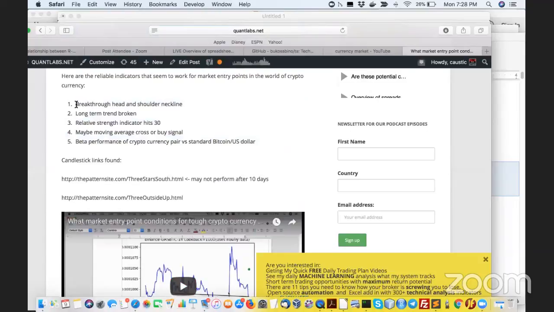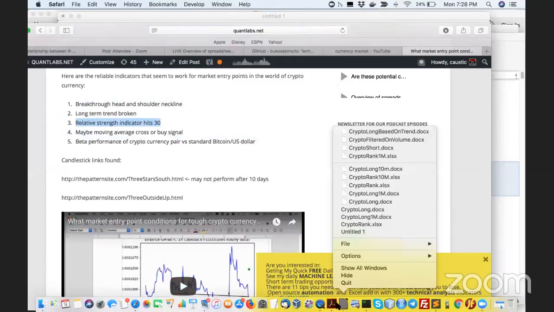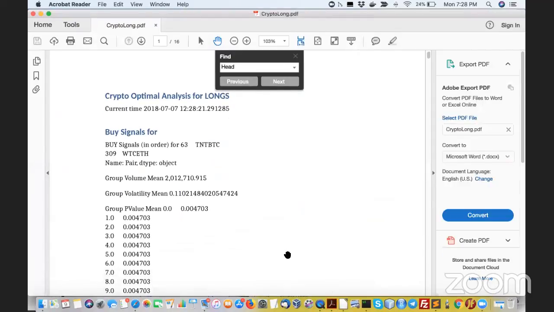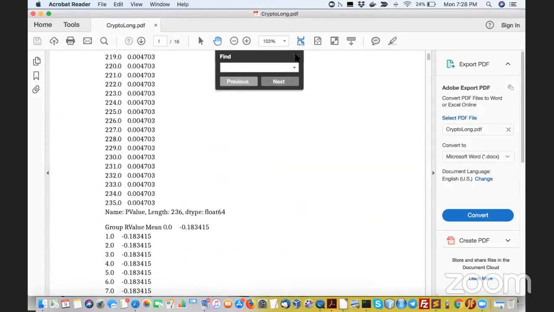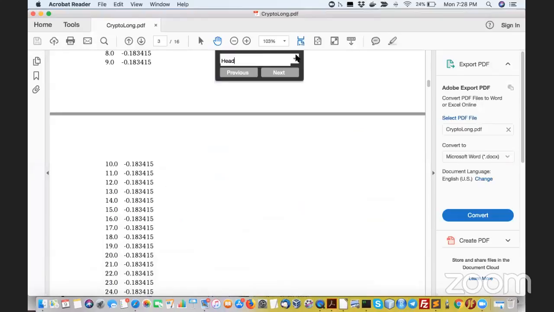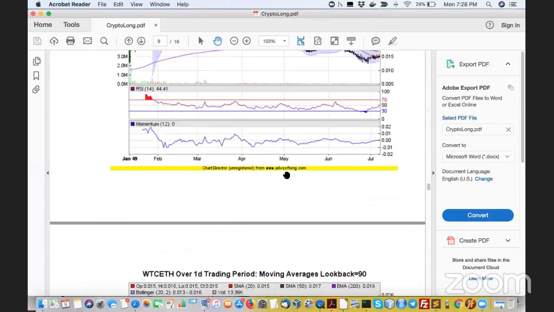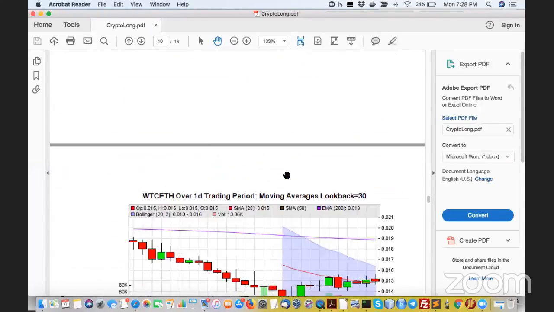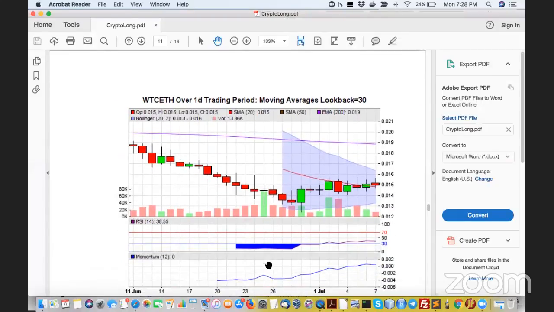consistently what seems to work as an entry point potential is the breakthrough of the price of the head and shoulder neckline, as I showed you. Also, we have long-term trend, which can be broken based upon the price. Another one that I've been watching as an example here that really works really well. Let me just pull up the chart here. Okay. Right here. This is a good example.